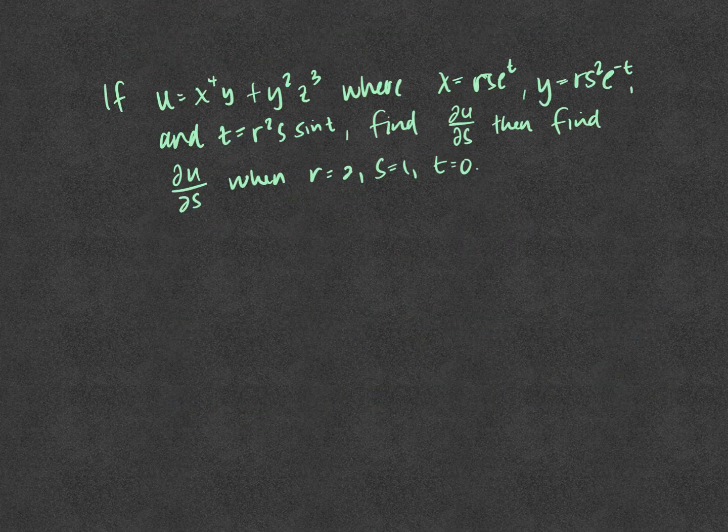Okay, we're asked to find the partial of u with respect to s. And we're given u in terms of x, y, and z, and x, y, and z are all in terms of r, s, and t. So let's build.